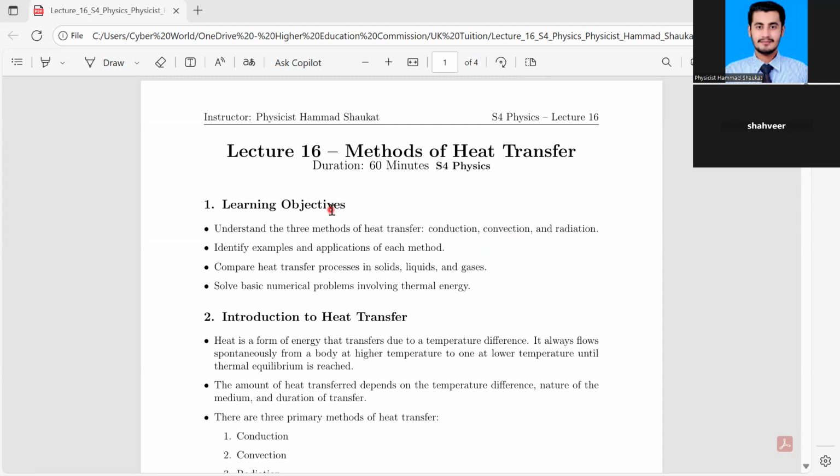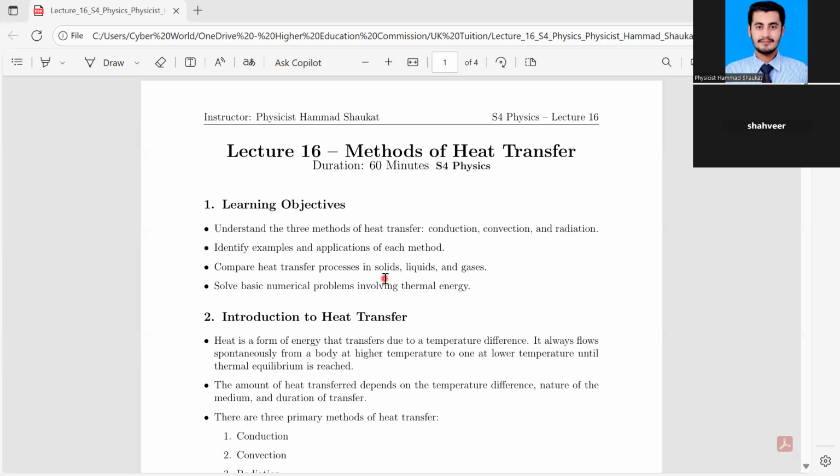Basically, our learning objectives are that we will understand the three main methods of heat transfer. There are fundamentally three methods which are used. The names of them are conduction, the second one is convection, and the last one is radiation. These are the fundamental three modes of heat transfer. Then we will identify some examples as well as applications of these methods. And then we will compare heat transfer processes in solids, liquids, and gases.